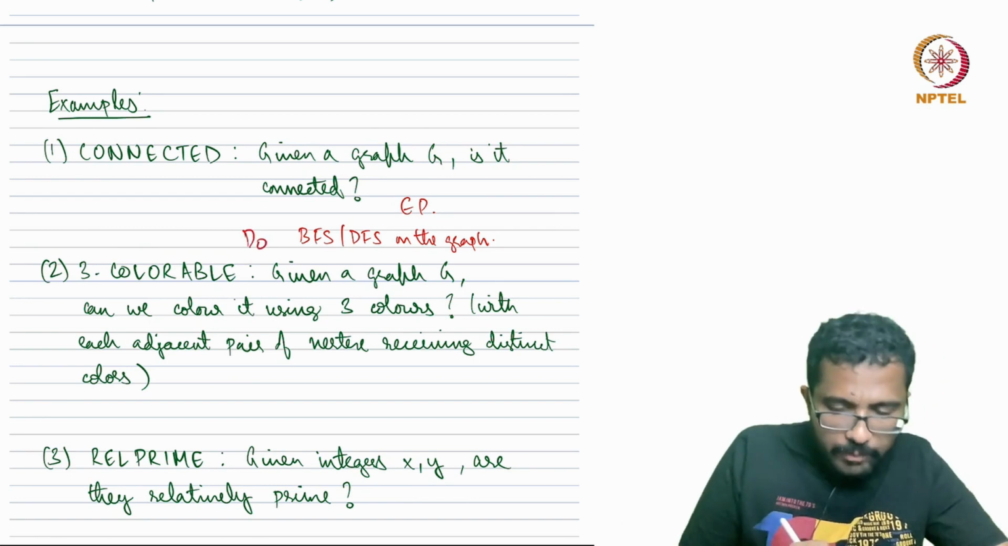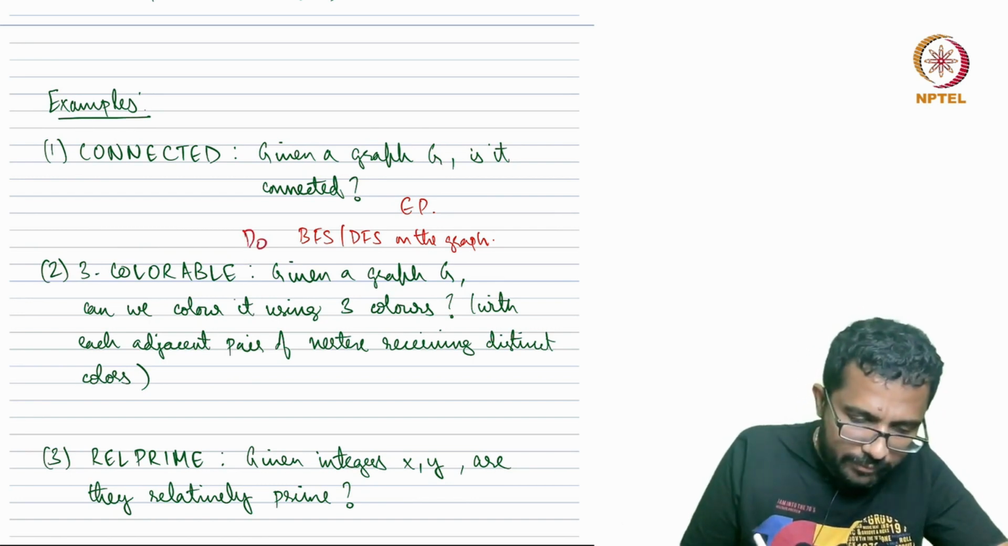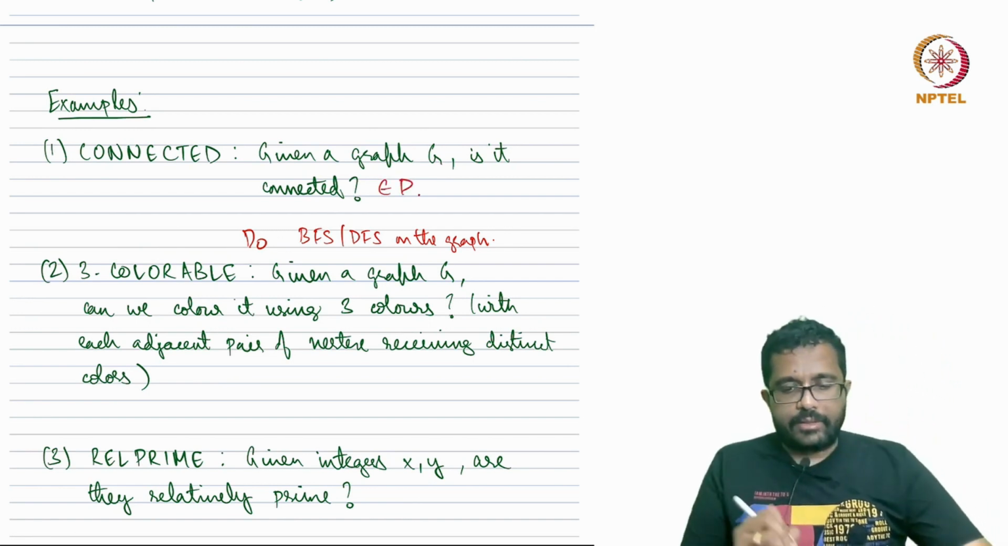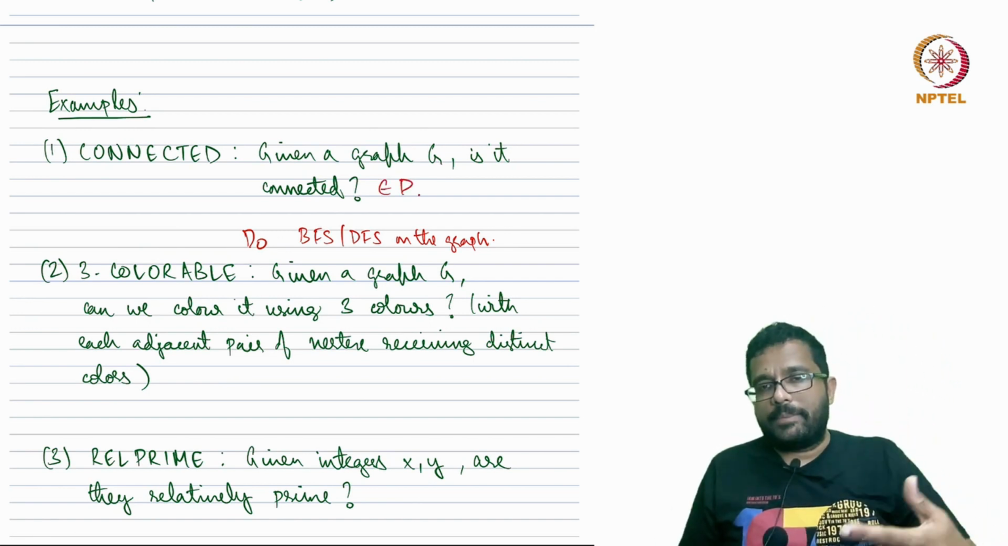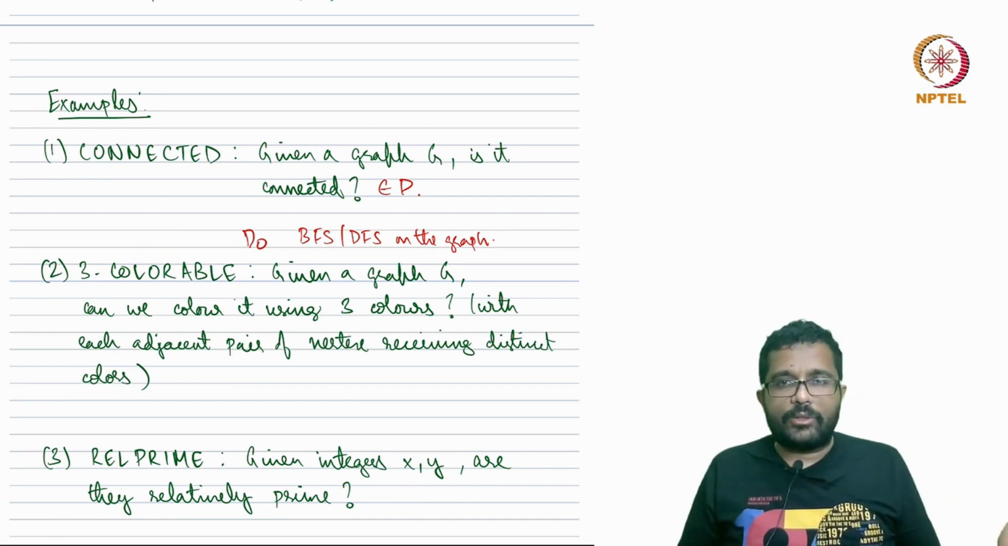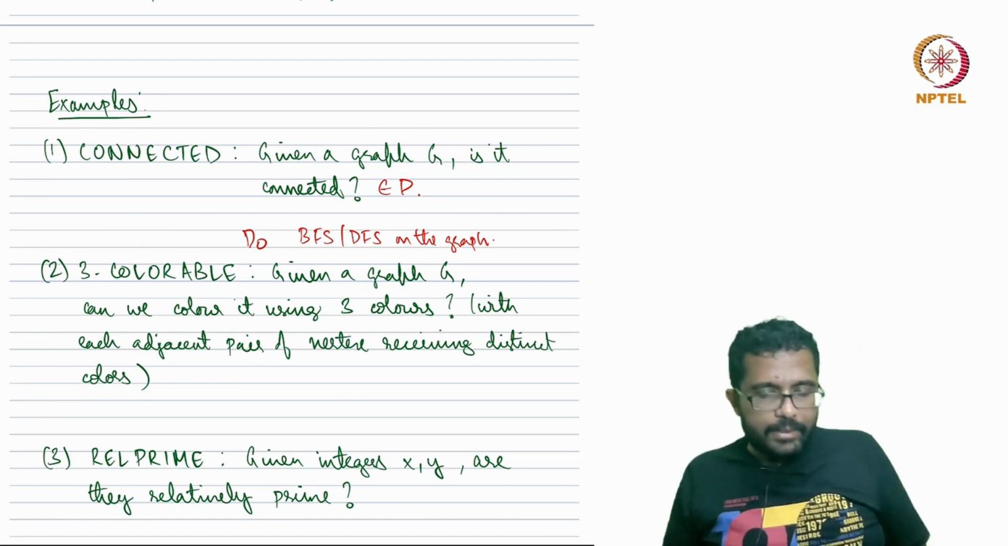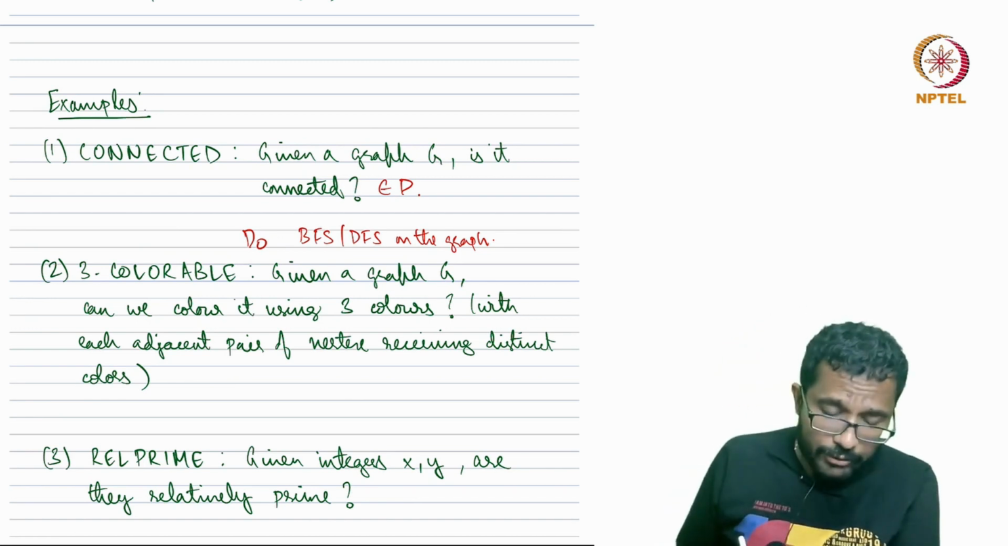So do DFS or BFS. So this is in P, right? Because given the graph, breadth first search or depth first search traversal algorithm is something known, and that tells you whether the graph is connected or not. The other problem is whether the graph is three colorable.